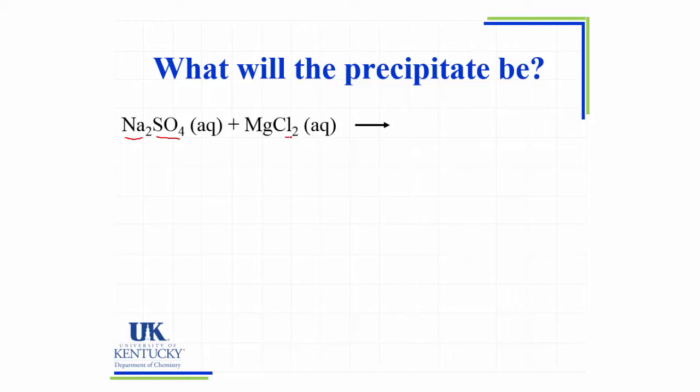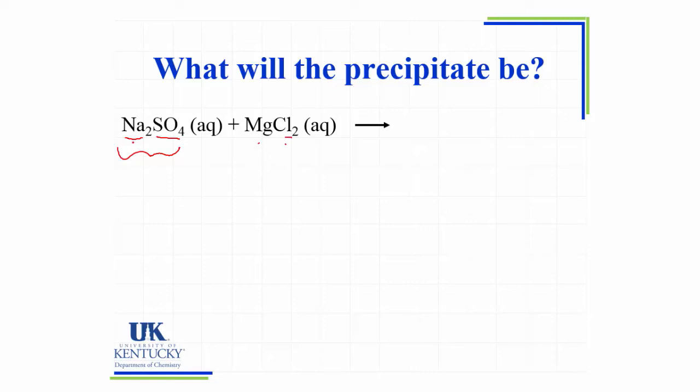So I have two soluble compounds, which means these are going to completely dissociate in water. So I'm not going to have units of sodium sulfate in water. I'm going to have sodium ions and sulfate ions. Likewise, I'm going to have magnesium ions and chloride ions. So now I need to find if there's any other potential pairs of ions that could form a compound and if that resulting compound will be soluble or not.